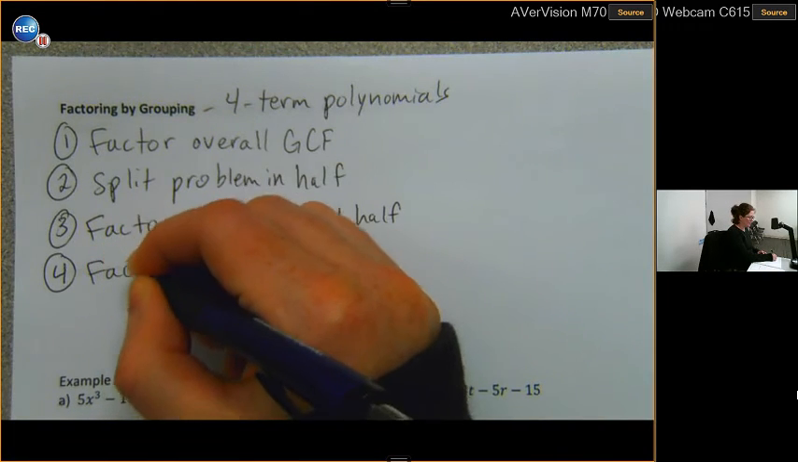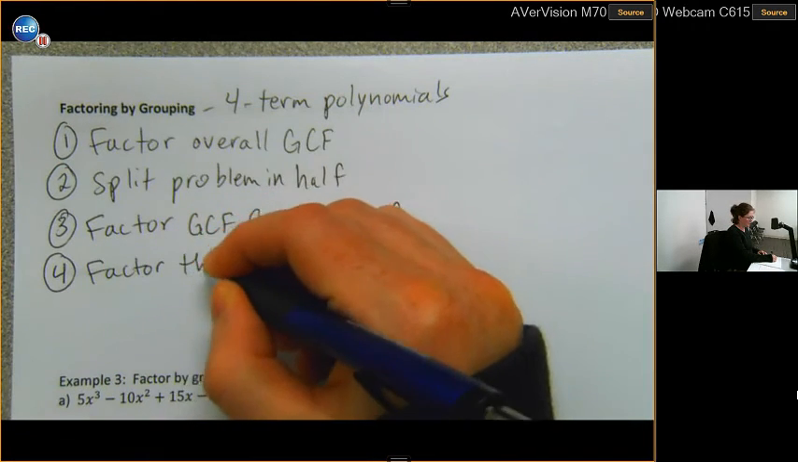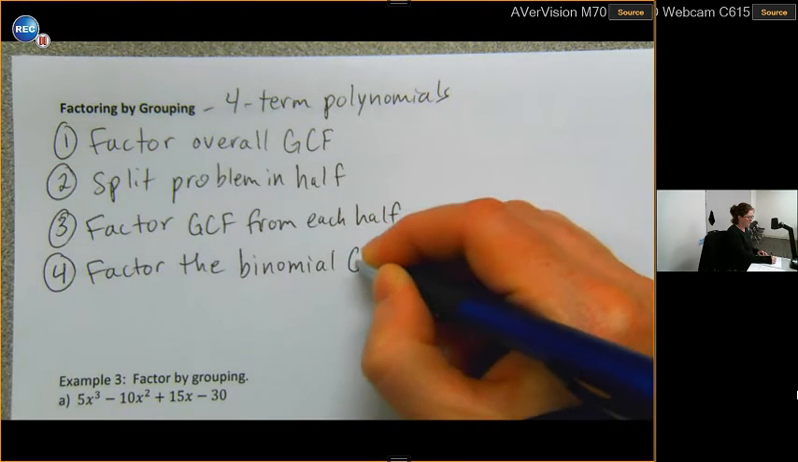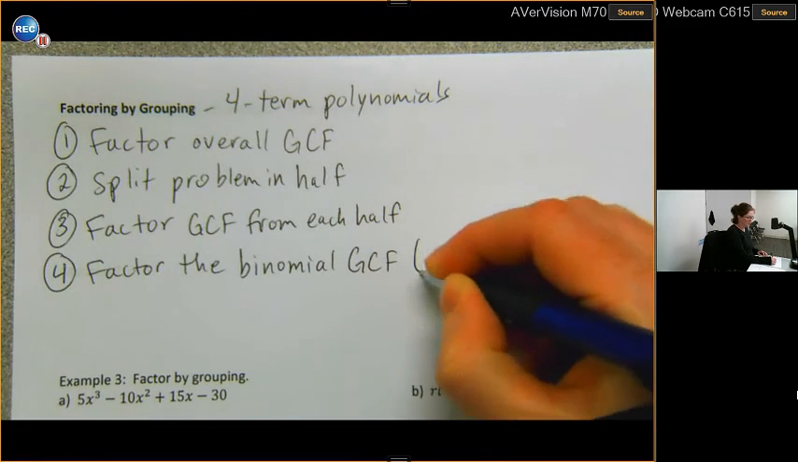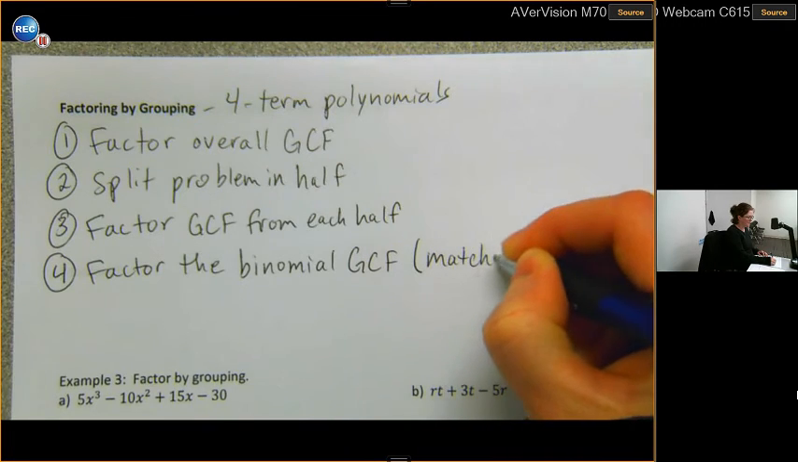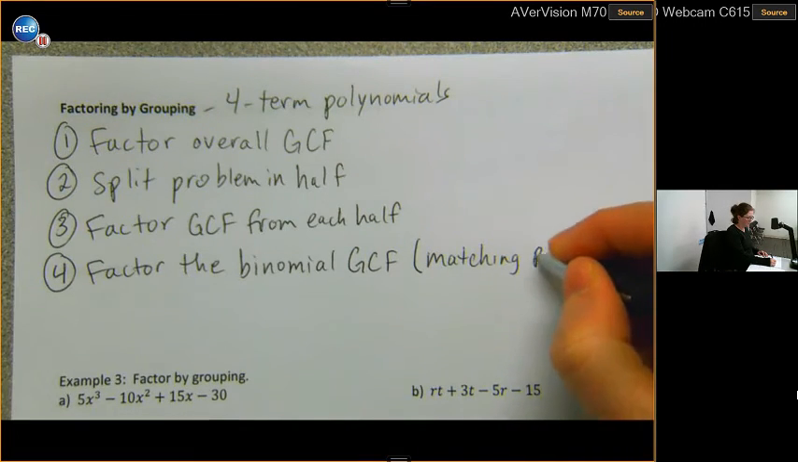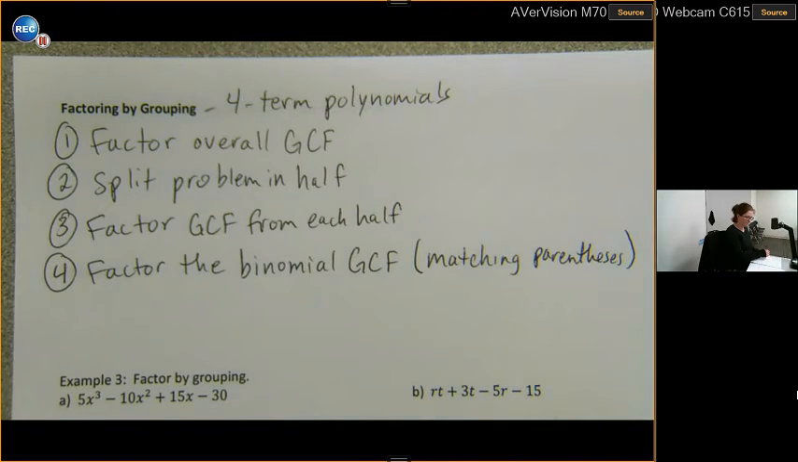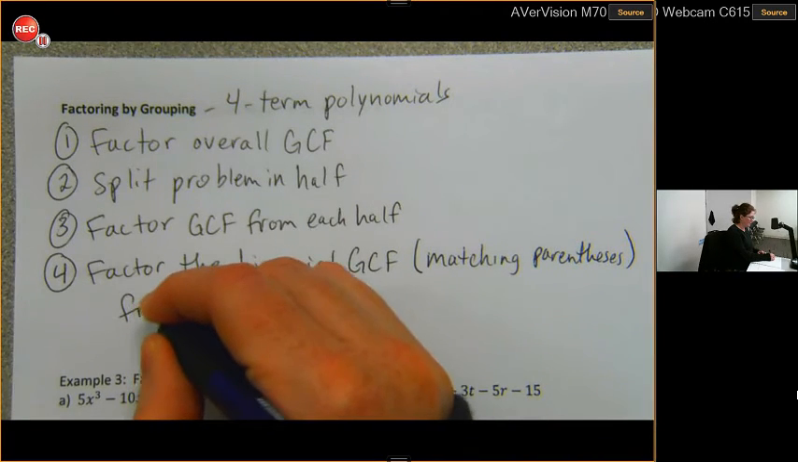In step 3, you're going to factor the binomial GCF, which is the matching parentheses, out.